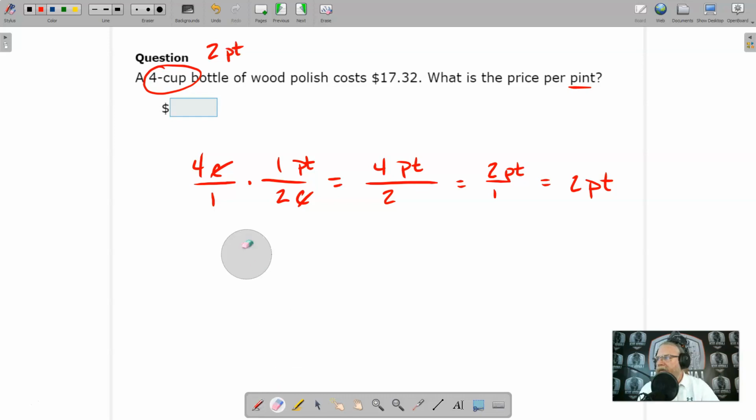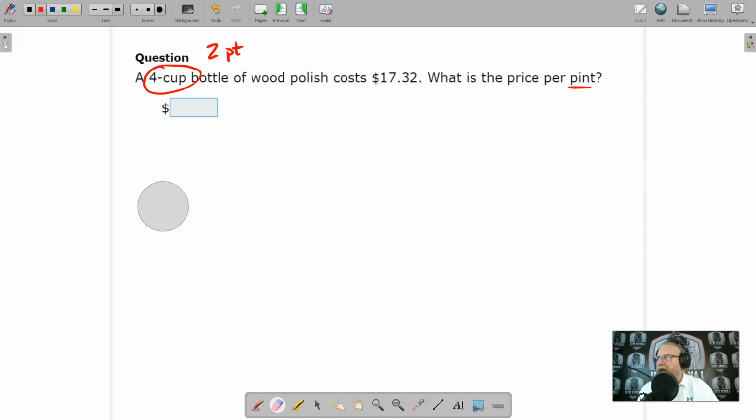So now that we have pints, we can go ahead and work out our problem. So $17, and that is not a 17, that's a 15. $17.32. And we want to divide that by, that is for 2 pints. And we want to know what is it for just 1 pint. So let's go ahead and do that.